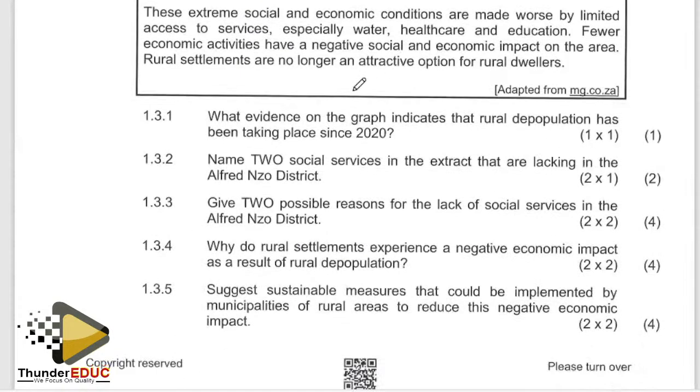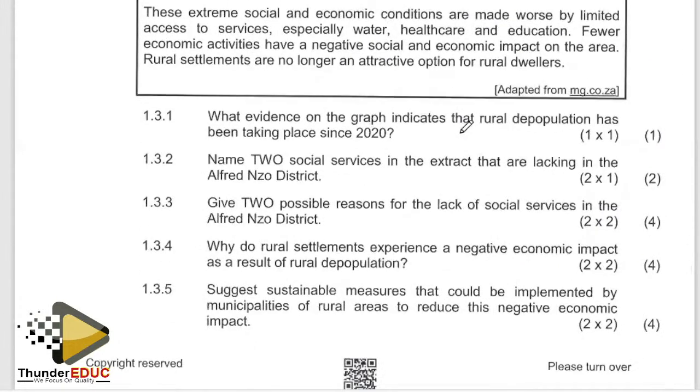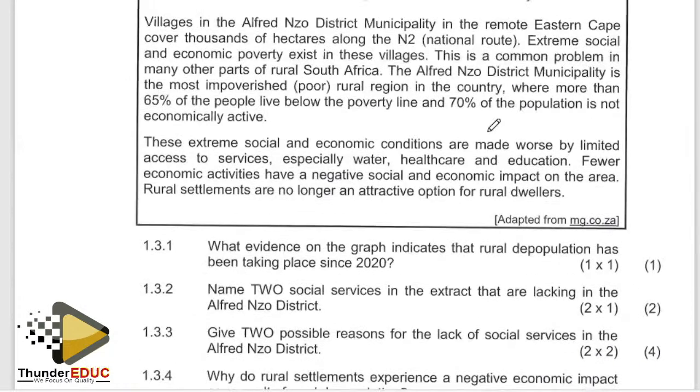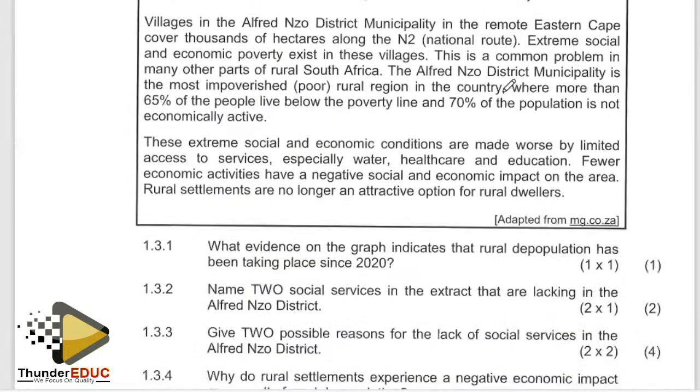Okay. What evidence in the graph? We're using the graph here. What evidence in the graph indicates that rural depopulation has been taking place since 2020? Come to the graph. When you compare 2020, look at the population. From 2020, the population keeps on decreasing. So it moves from somewhere around 17 and it has dropped to somewhere around 11, which is a significant indication that rural depopulation was taking place.